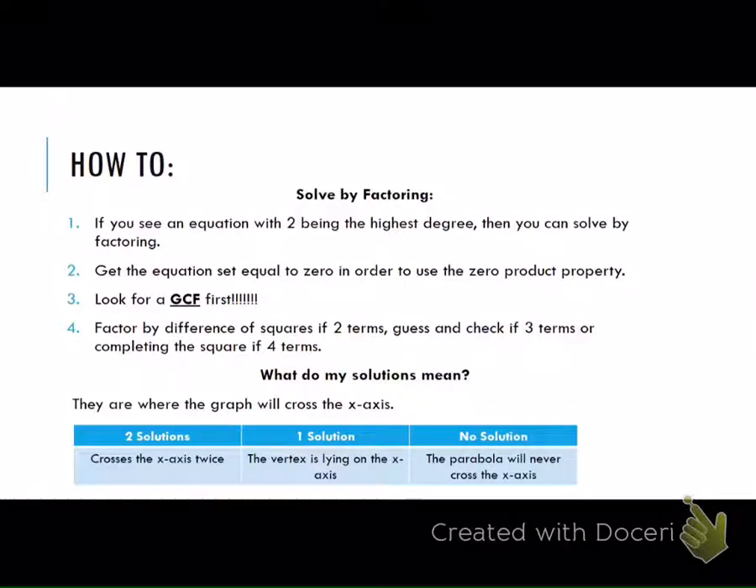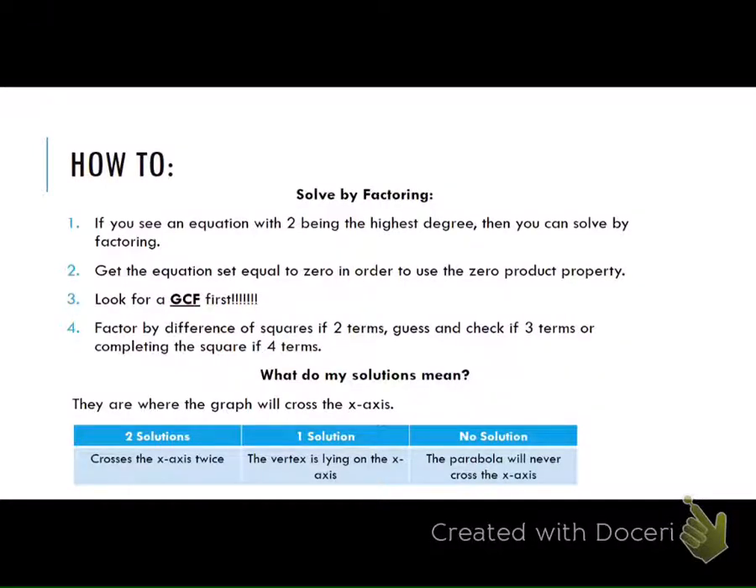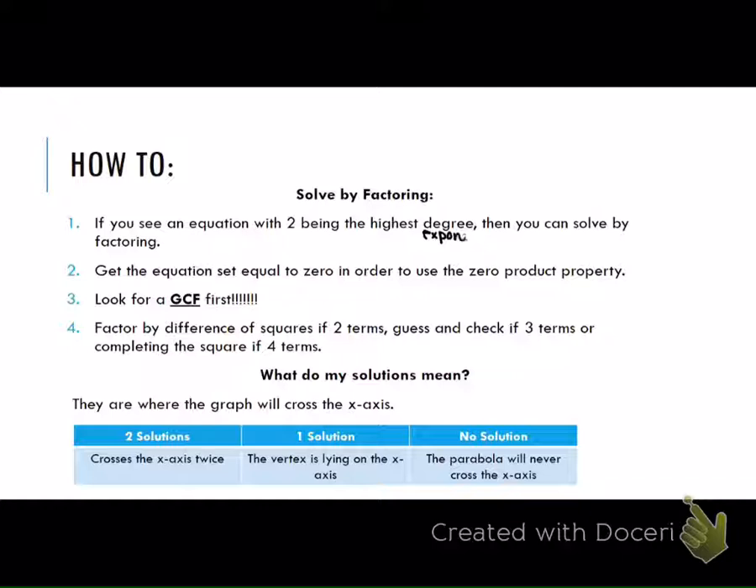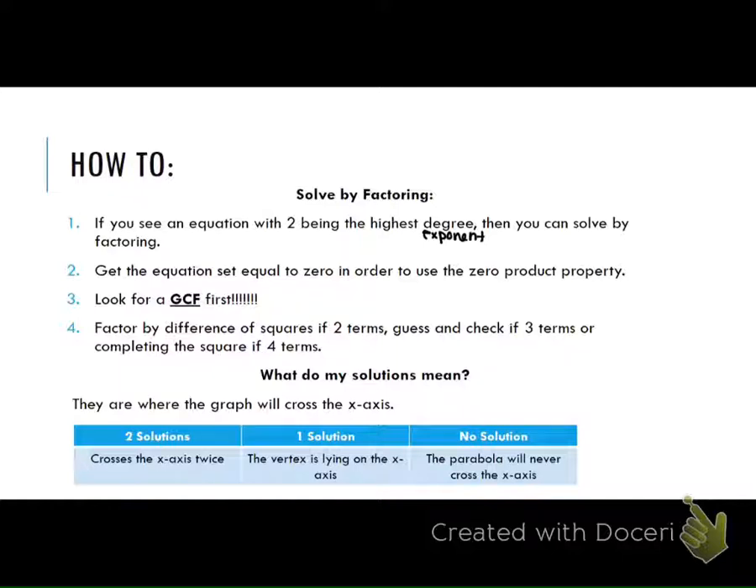So now, how are we going to do this if we're solving by factoring? If you see an equation with 2 being the highest degree, the highest exponent, you no longer have a linear, so you have to try to solve by factoring. It is not like the linear I gave you guys where we got like x equals negative 1/2. It was just a random thing I put up there. If you see something with the highest exponent being 2, you have to solve by factoring, or it's one of the other methods that we have learned, but today it's going to be factoring.